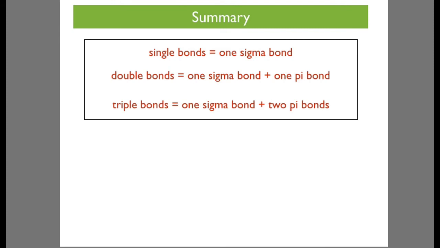To summarize, single bonds have a single sigma bond in them. Double bonds have 1 sigma bond and 1 pi bond. Triple bonds have 1 sigma bond and 2 pi bonds.